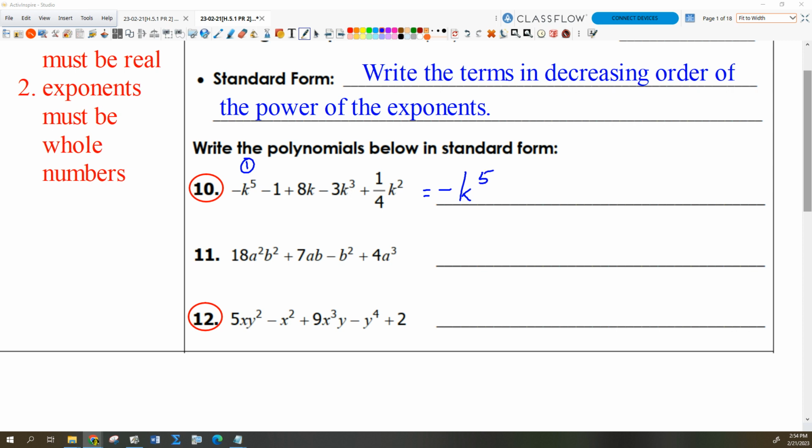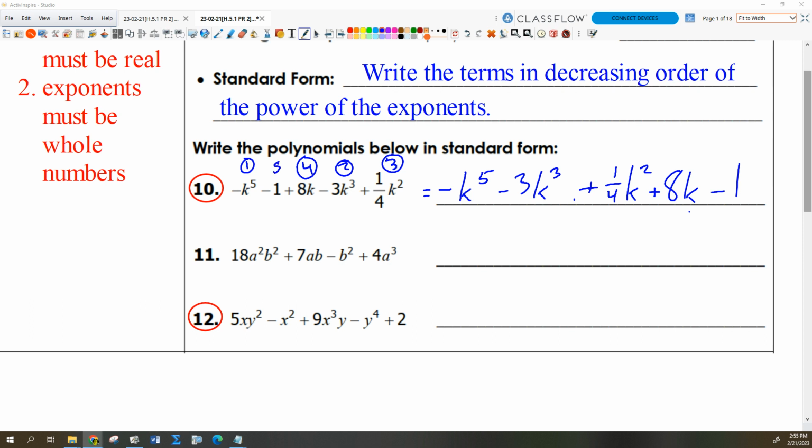Which one would need to come second? Yeah, there's my next biggest exponent. What's next? Okay, then I've got a k squared term. And then the 8k. Everybody agree? And then last would be the minus 1.